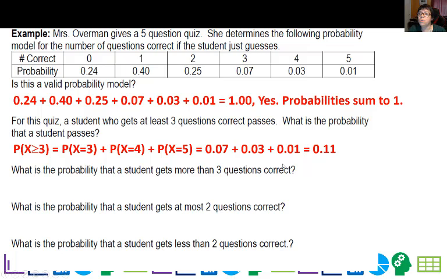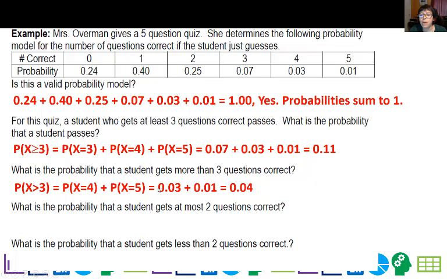Okay, what is the probability that a student gets more than 3 questions right? So actually pay attention to these words. At least 3 includes 3. So you'd be doing 3, 4, and 5. More than 3 means we're limiting ourselves to just 4 and 5. All right. So I would just add those probabilities for 4 correct questions and 5 correct questions.